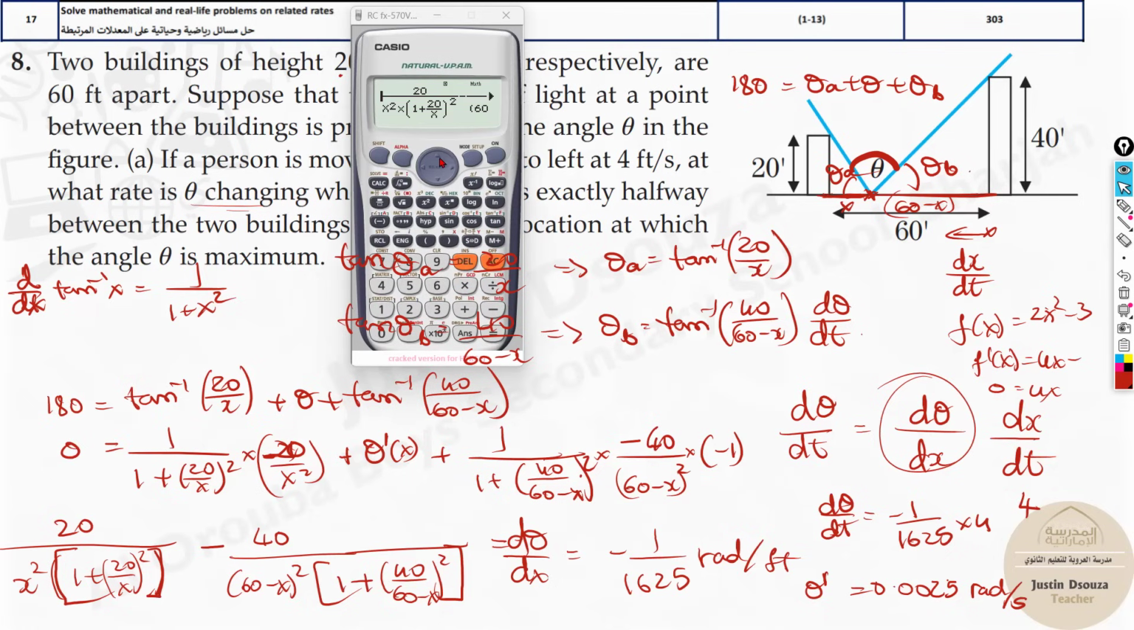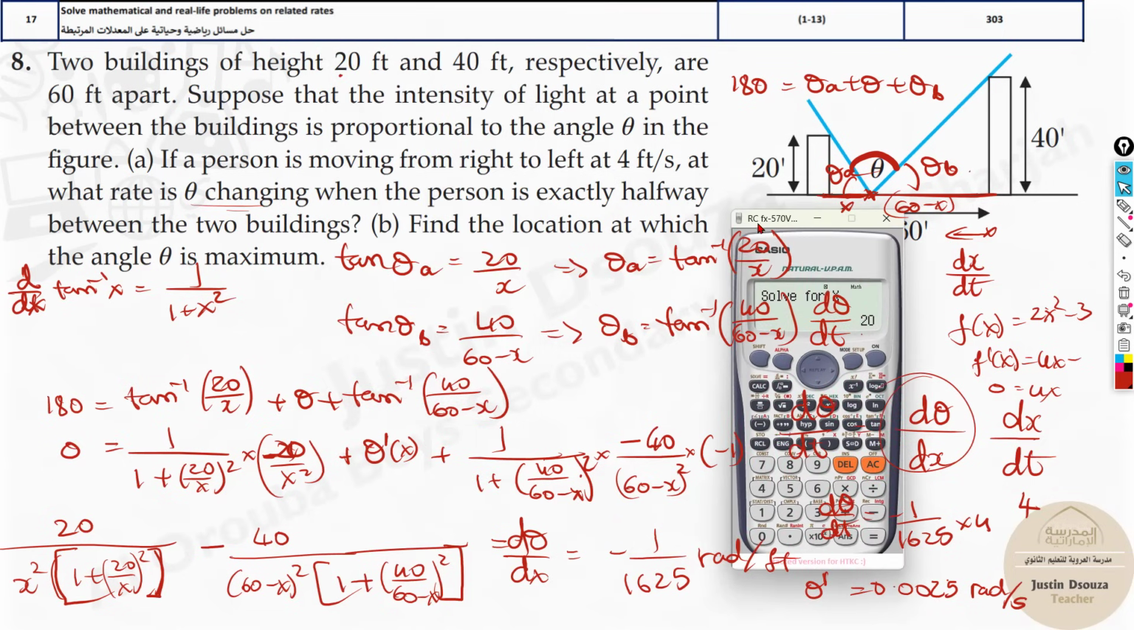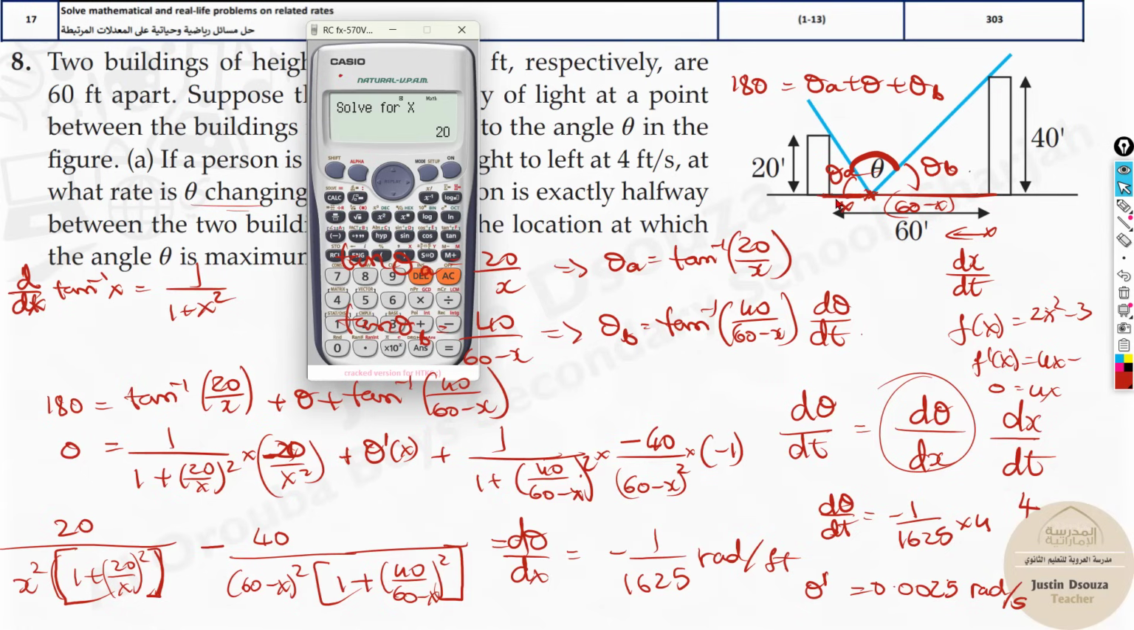I've just typed this entire equation again as it is, and over here you can see it's minus the same next part, but equals to, you can see now, is given as 0. So equal to 0. Now you need to press shift and solve and then press equal to. This is the answer. x is equal to 20. So for question B, the location at which theta angle is maximum is when the x value is 20 and the other distance must be 40. So that is the actual distance. Now we have considered x to be from the left side. So this must be 20 and the other distance will be 40.